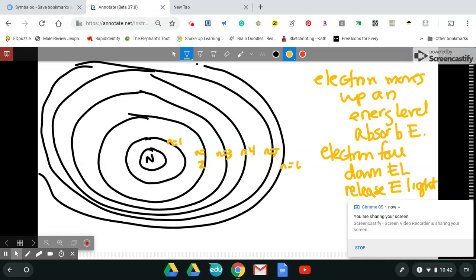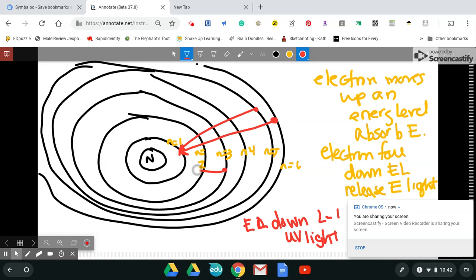If I start, no matter where I started, let's say I'm at 6 and I drop all the way down to 1. So this is where my electron is. I drop all the way down to 1. Anytime I go from an energy level down to level 1, it's going to give off UV light, always. So it doesn't matter if I'm at 5 and go to 1 or if I'm at 3 and go to 1. I'm going to give off UV light.